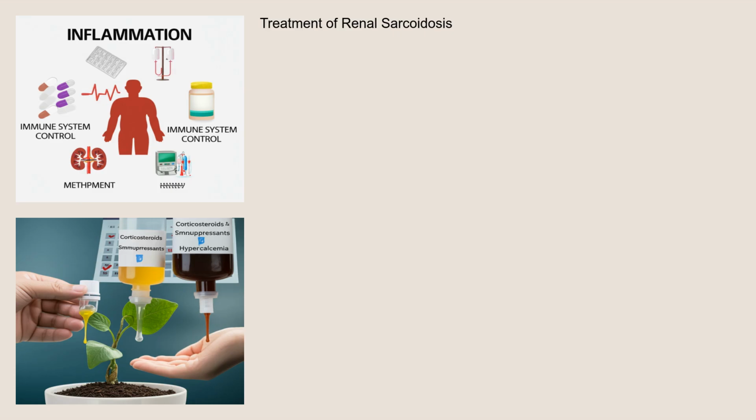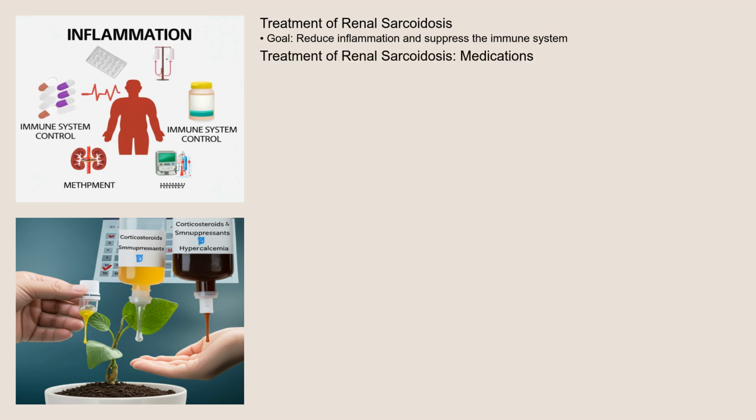The primary goal of treatment for renal sarcoidosis is to reduce inflammation and suppress the immune system. Corticosteroids, such as prednisone, are the mainstay of treatment and are often effective in reducing granuloma formation and improving kidney function. Immunosuppressant drugs, such as methotrexate, azathioprine, or mycophenolate mofetil, may be used in addition to or as an alternative to corticosteroids, particularly if corticosteroids are ineffective or cause significant side effects.